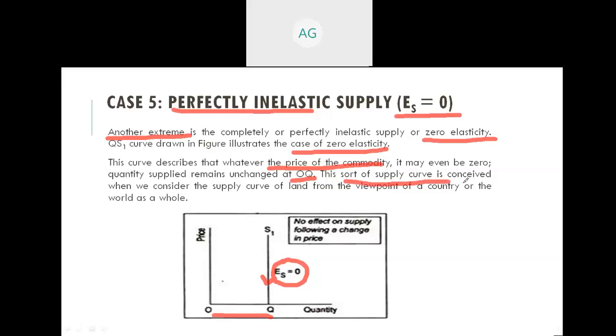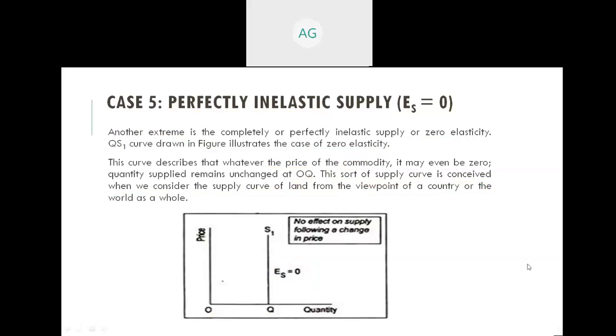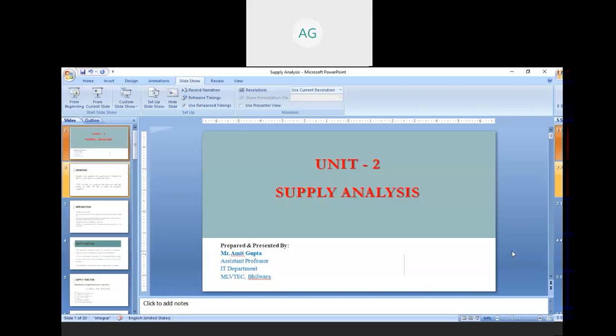This sort of supply curve is conceived when we consider the supply curve of land from the viewpoint of a country or the world as a whole. This is the example of perfectly inelastic supply. So this concludes the five cases of elasticity of supply. That is all for the supply analysis topic. Thank you very much, and it concludes the second part of unit 2, which is supply analysis.